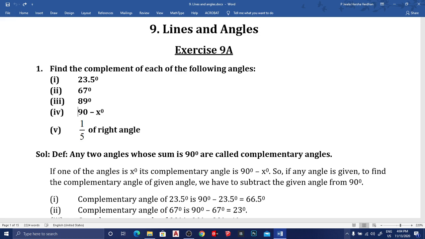And now you are going to learn about the problems, and you are going to solve the problems in Exercise 9A. So the first question here is: find the complement of each of the following angles.